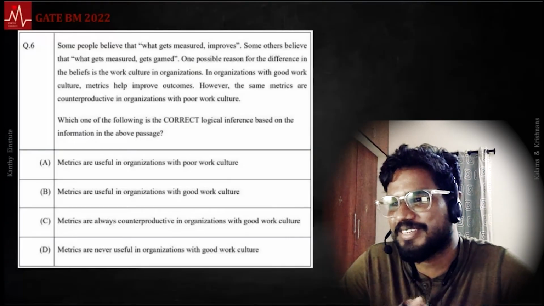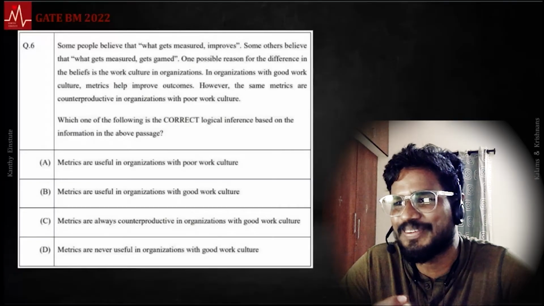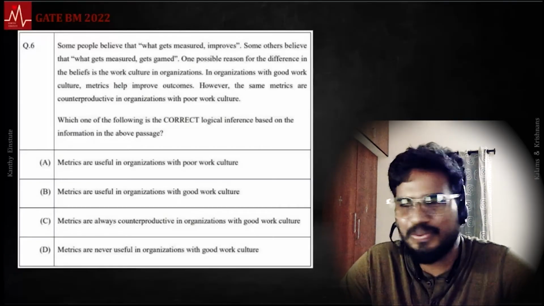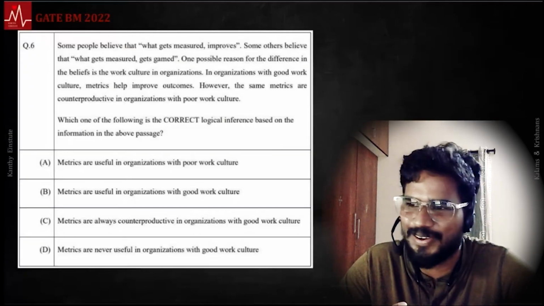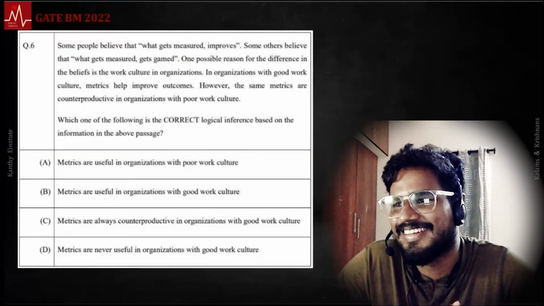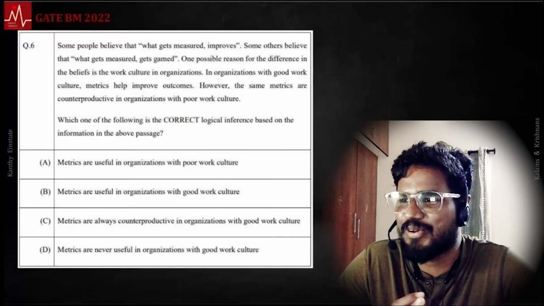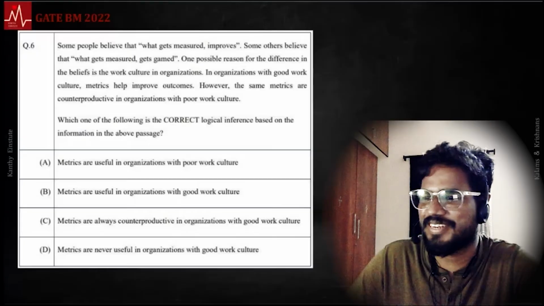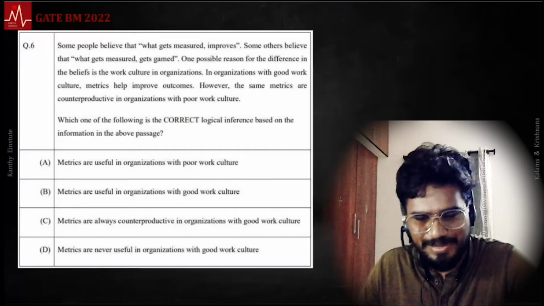One possible reason for the difference of beliefs is the work culture in organizations. Organizations with good work culture, all students are good. No shortcuts, no weightage, no mnemonics, nothing. Work hard, no smart students. Metrics help improve outcomes. However, the same metrics are counterproductive in organizations with poor work culture. Fine. So metrics work if the majority is good.